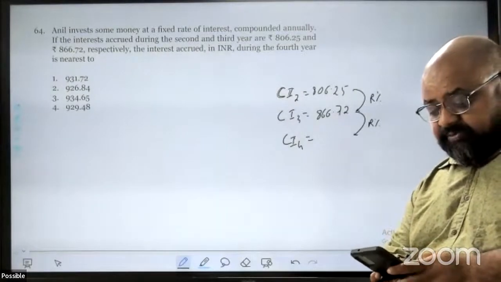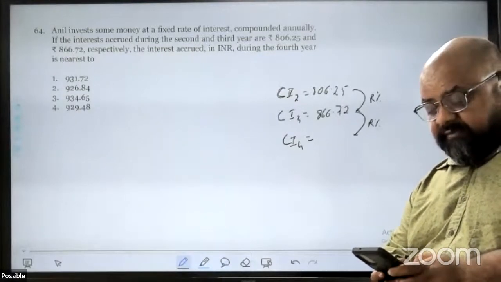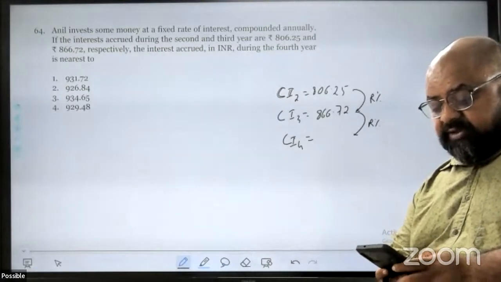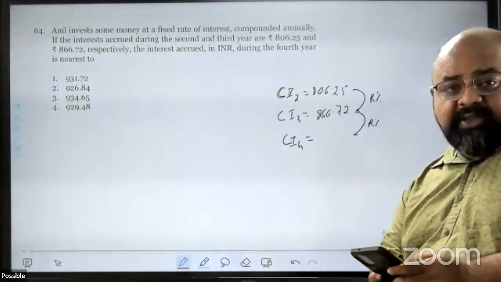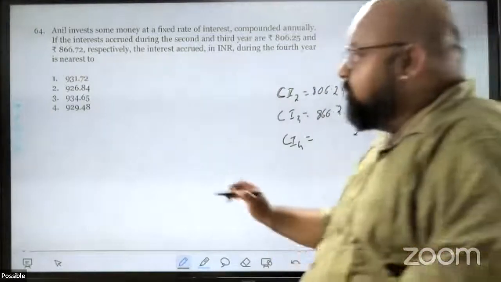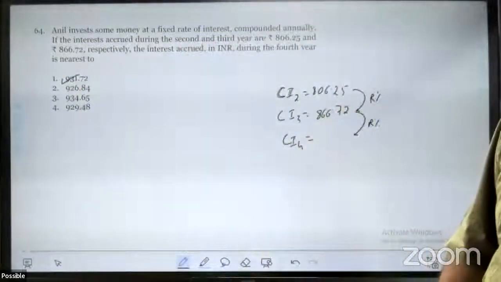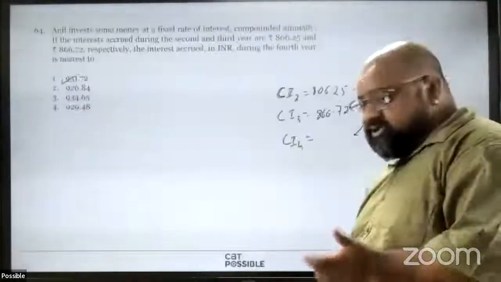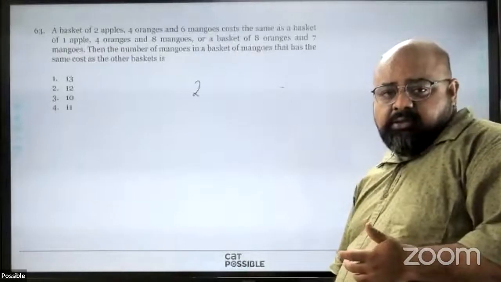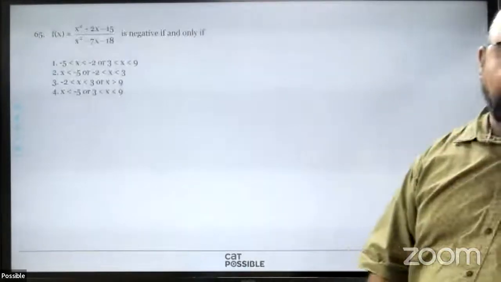So 866.72 divided by 806.25 comes out to 1.07. So I multiply this further by 866.72 to get the answer as 931.72. This is a question where you might actually use a calculator in the actual exam. Basic compound interest concept question. Yeah, the answer to 64 is option A.